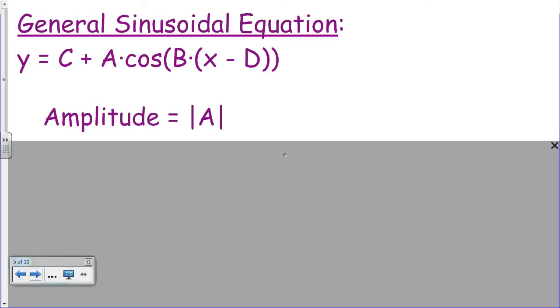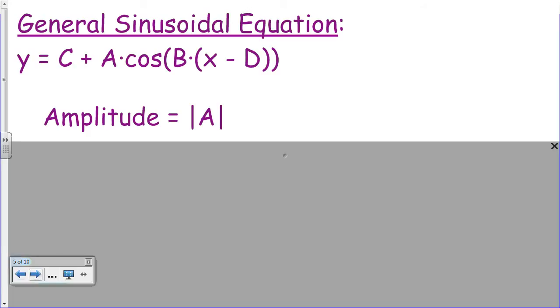So let's just go in order here, alphabetical order, I guess is what we're going to do. So the amplitude is actually the absolute value of A. Now the amplitude there is always positive, and that's why we take the absolute value of A, because A could be negative. So basically ignores the sign there of A to get the amplitude.